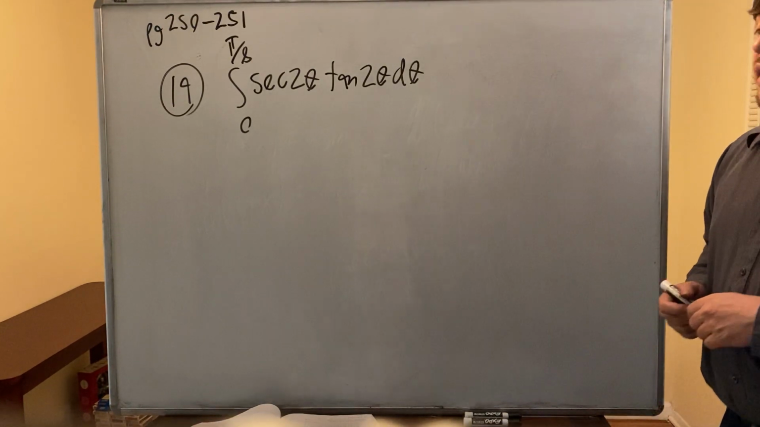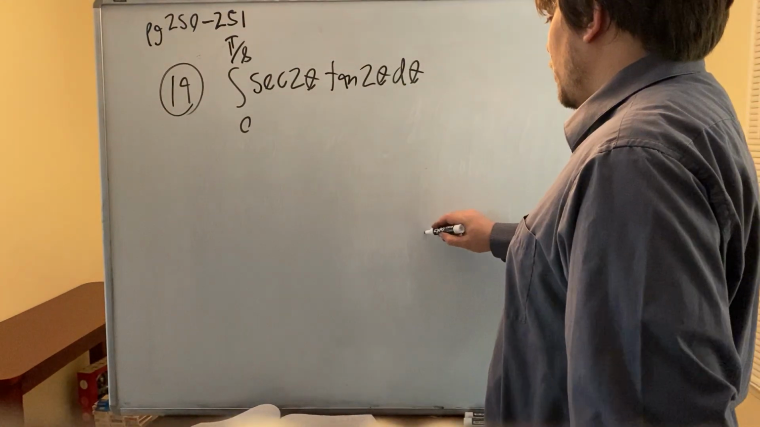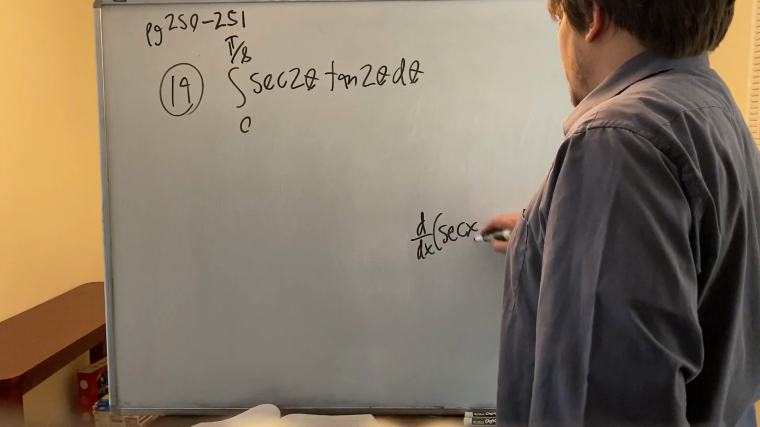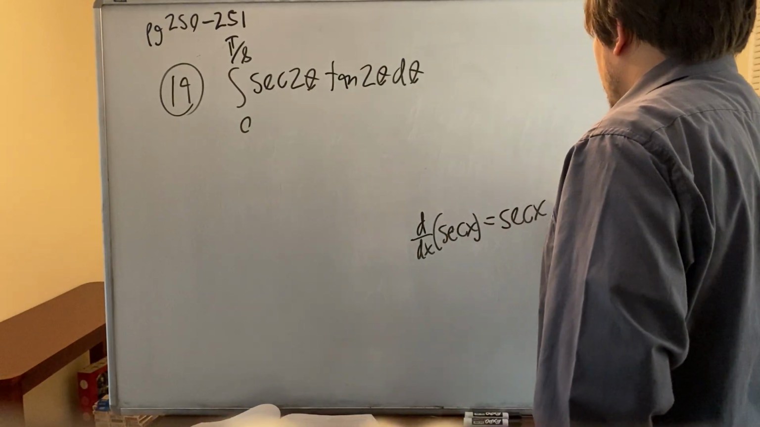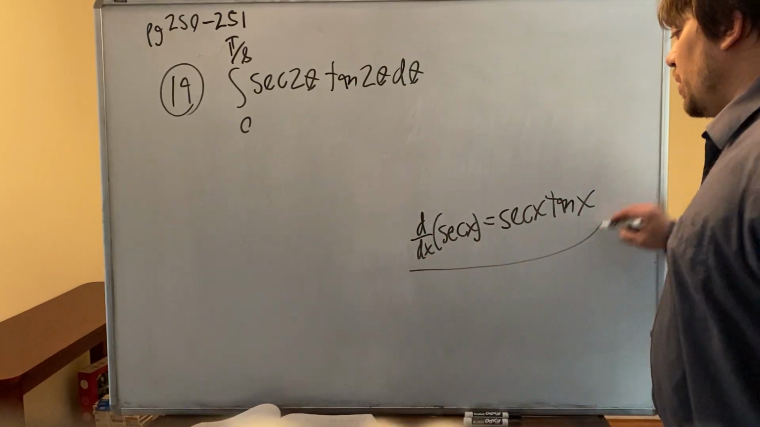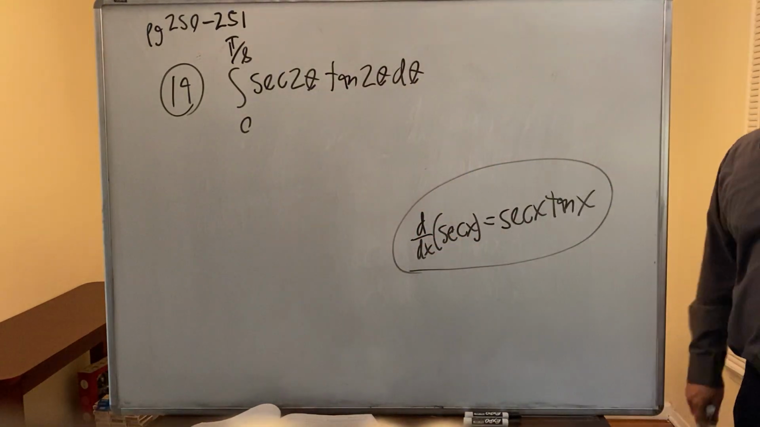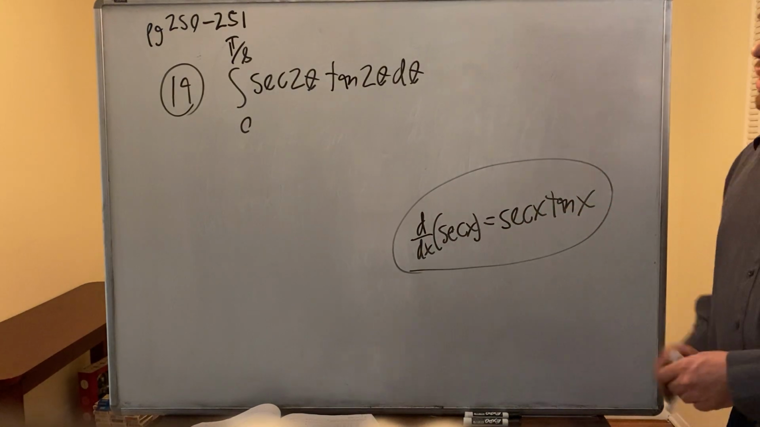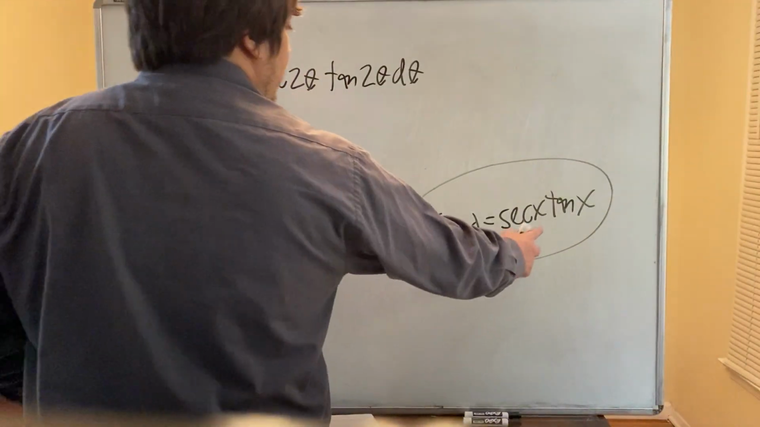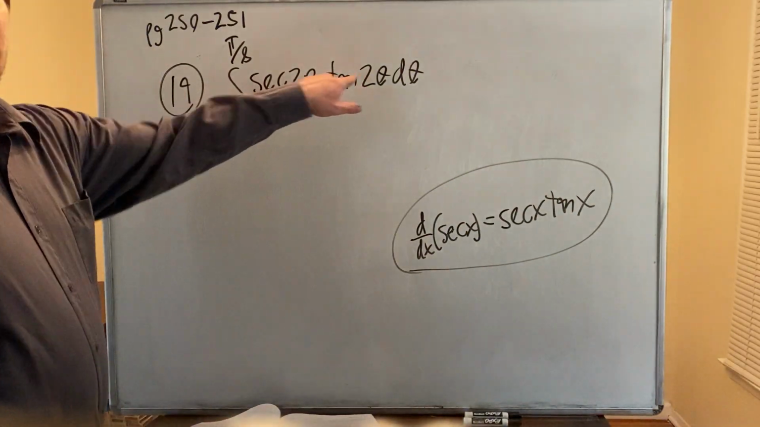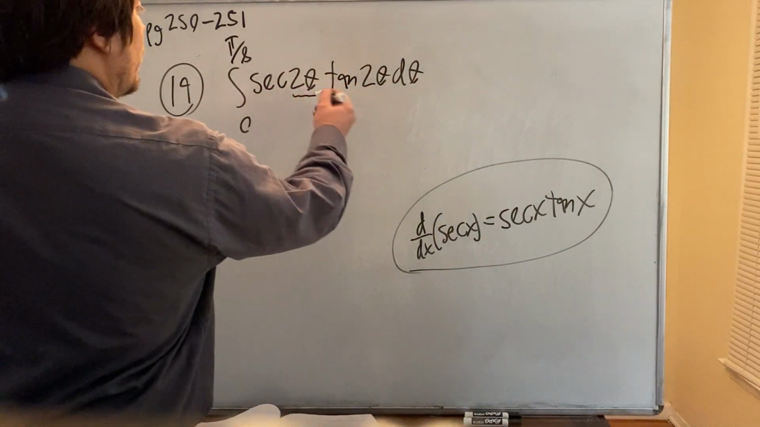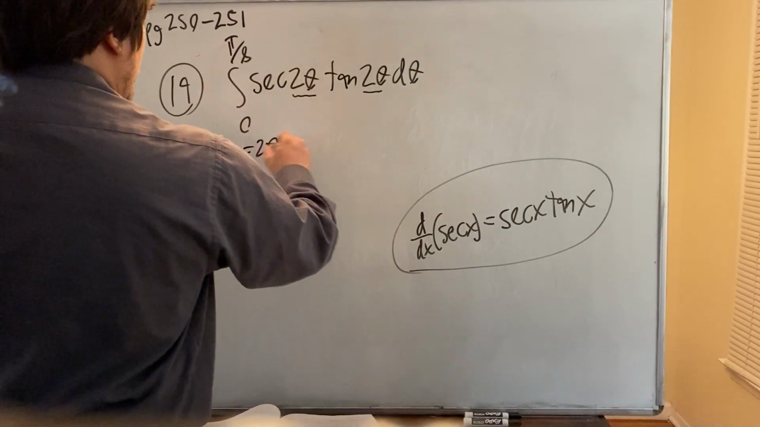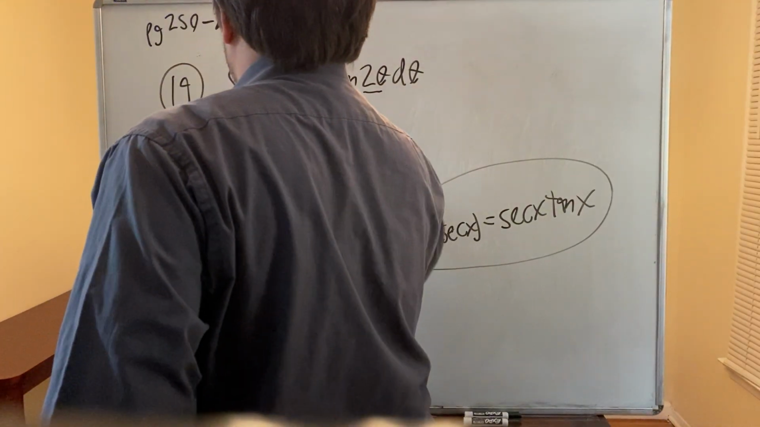Okay, in the 6 derivative equations, we have that the derivative d dx of secant x is secant x tan x. And so we'll be using this equation to find that antiderivative. But here it's just x, and here we have 2 theta. Now we have 2 times a variable here. And so we're going to use u substitution. Let u equal 2 theta. Then du is 2 d theta.